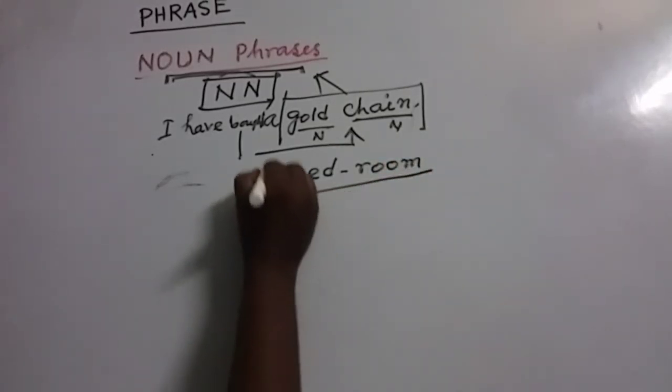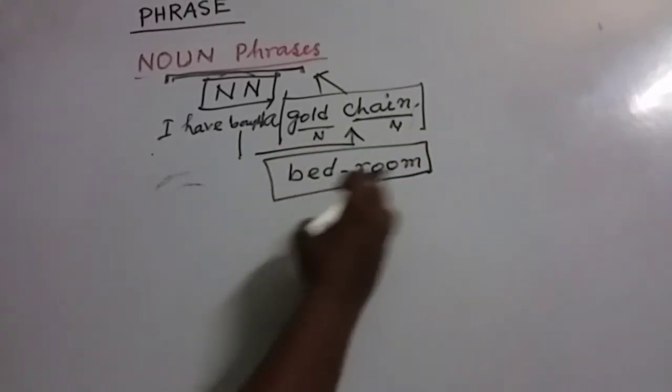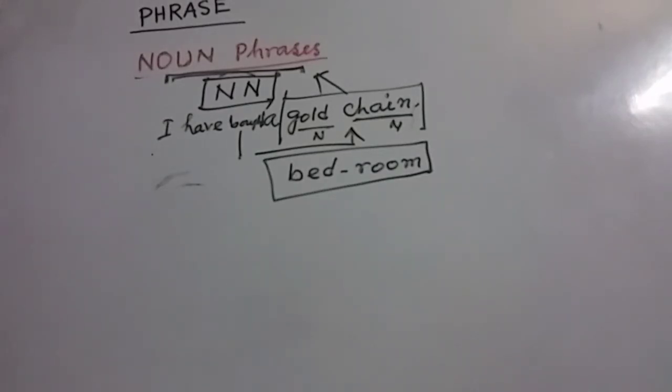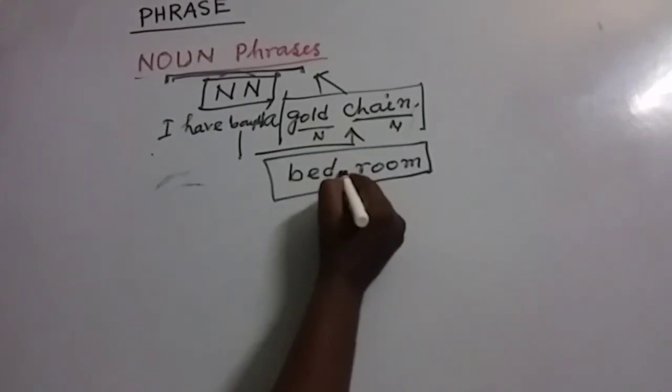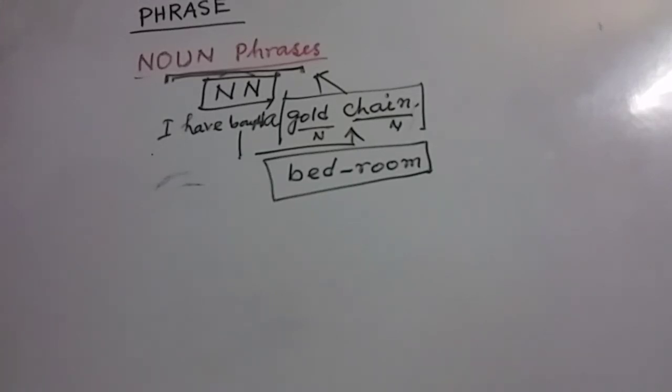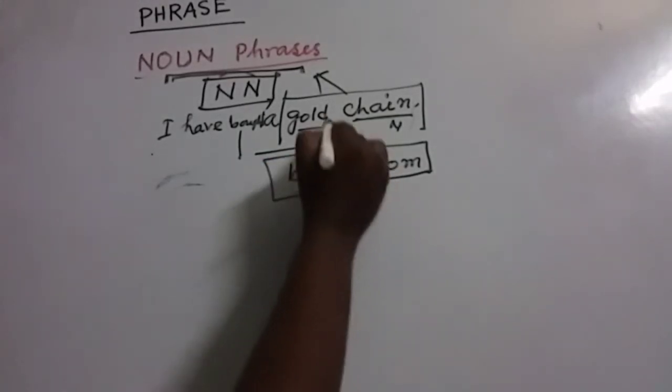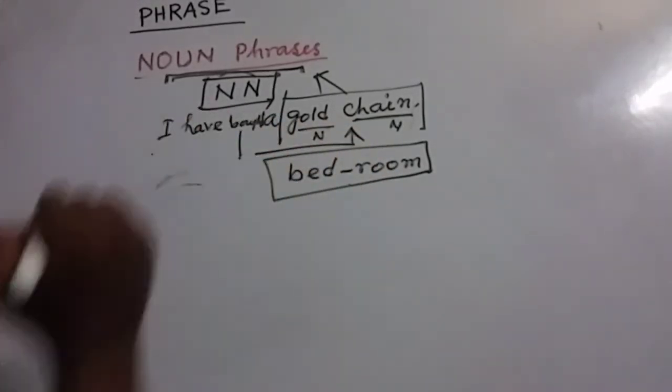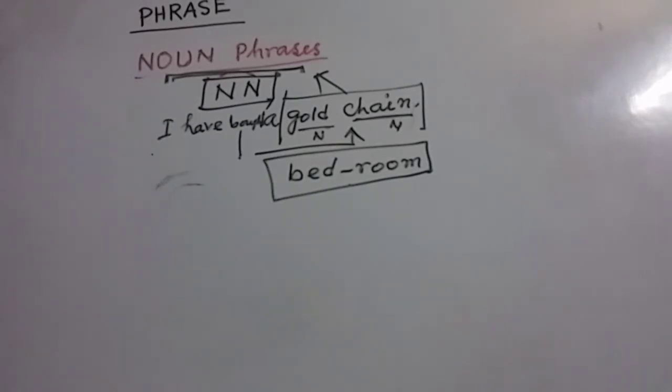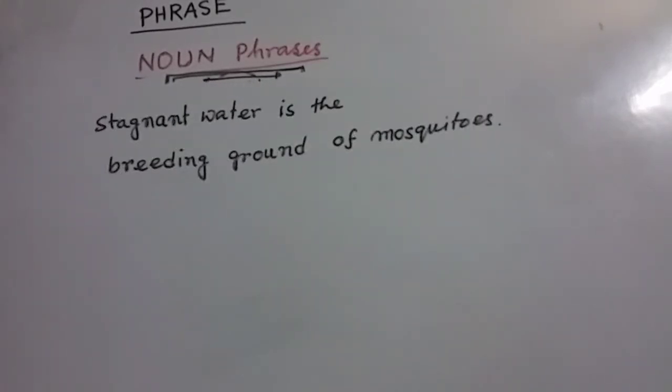This is a small bedroom. Here these two nouns are placed together, and inside these two words there is a hyphen. The words may be hyphenated, maybe not, but both are noun phrases. In this way, my dear friends, noun phrases can be formed.